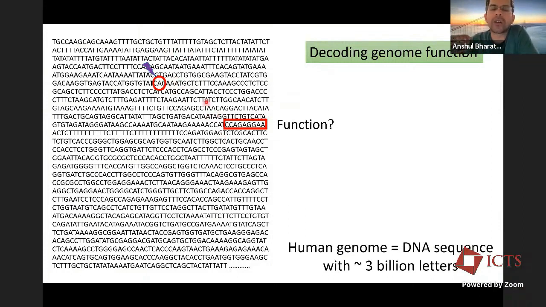So that's just the start of the story. Once you sequence the genome, you would like to know what all these A's, C's, G's, and T's actually code for, right?